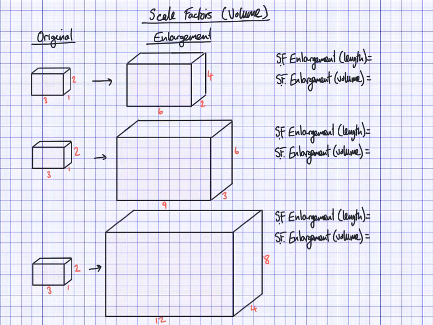Having already covered similarity for lengths and then looking at how we used our length scale factor to find our area scale factor, we'll now move on to our volume scale factor. In order to see how we can take our length scale factor and convert it into a volume scale factor, we'll look at some enlargements.